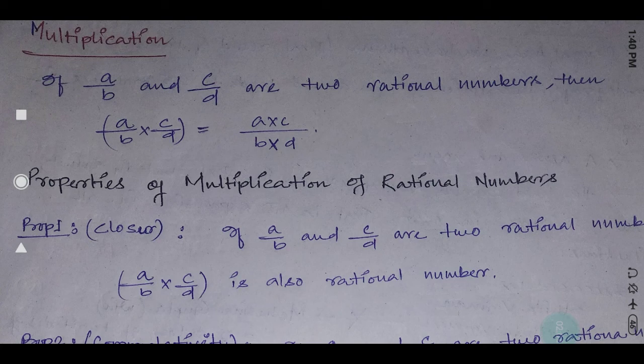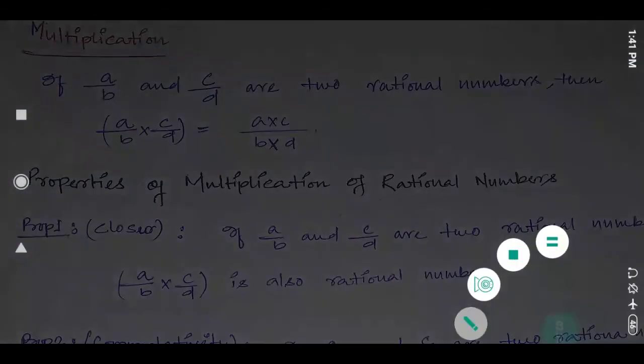Closure property. In addition we saw that if we add two rational numbers, the result is also a rational number, which means it satisfies the closure property in case of addition. So here in multiplication, if we multiply two rational numbers, your answer should also be a rational number. If we get a rational number, then we call it the closure property. So let's check.